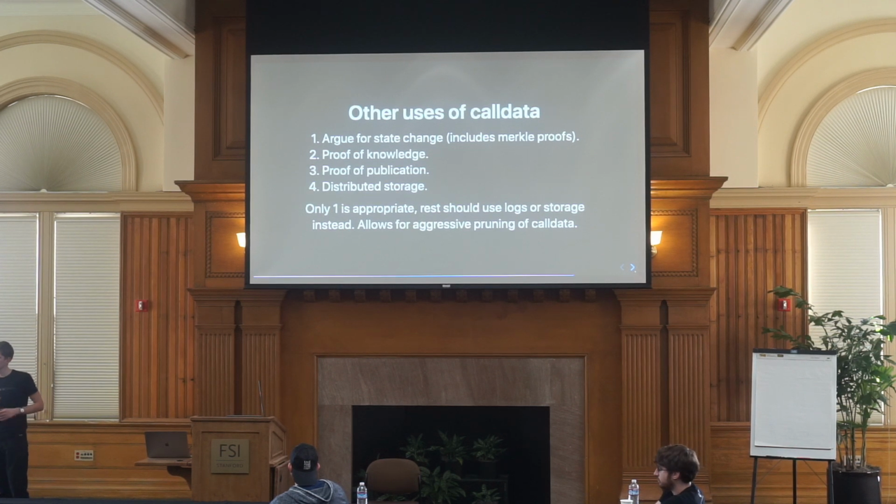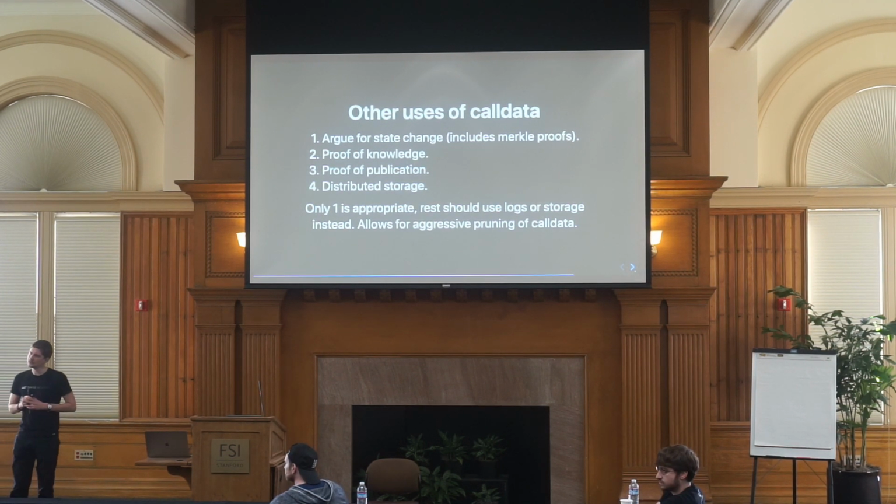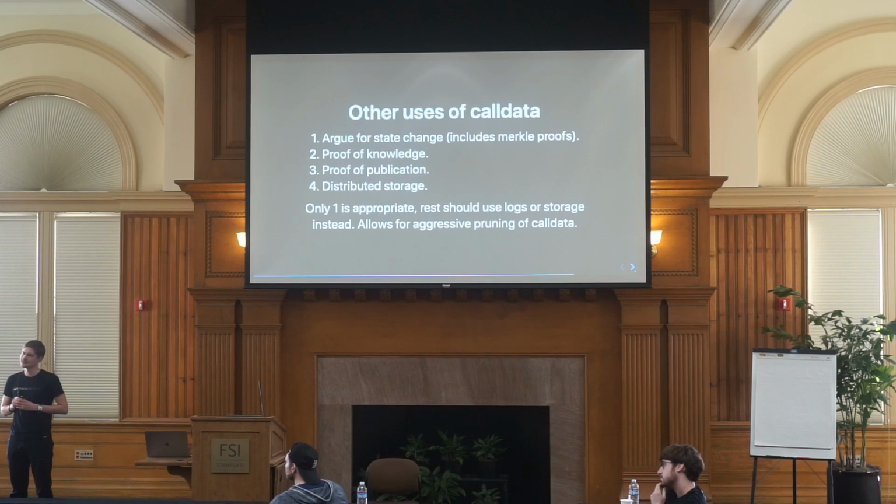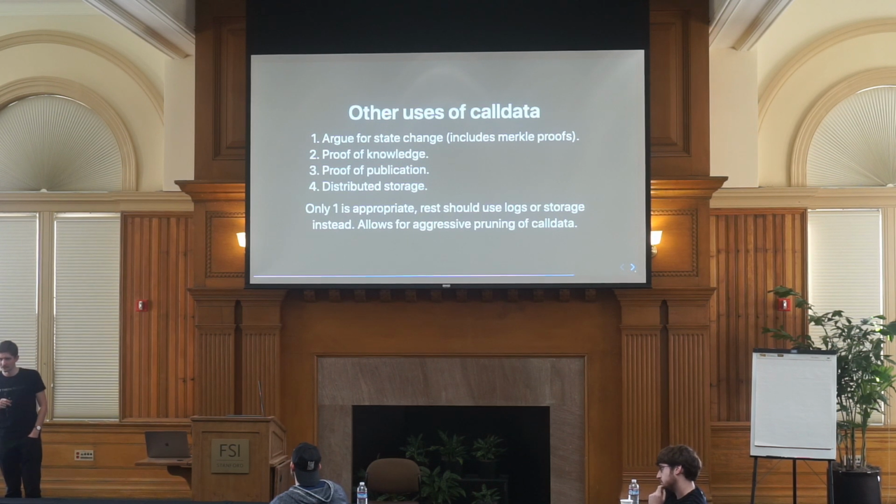Exactly. So I would say this is actually very interesting in the context of chain pruning, and in state rent as well. So it sort of encompasses all of these things. I think what we could get out of this is a recommendation for how storage should be used, and in which cases cold data should be used instead, or in which cases a log should be used.